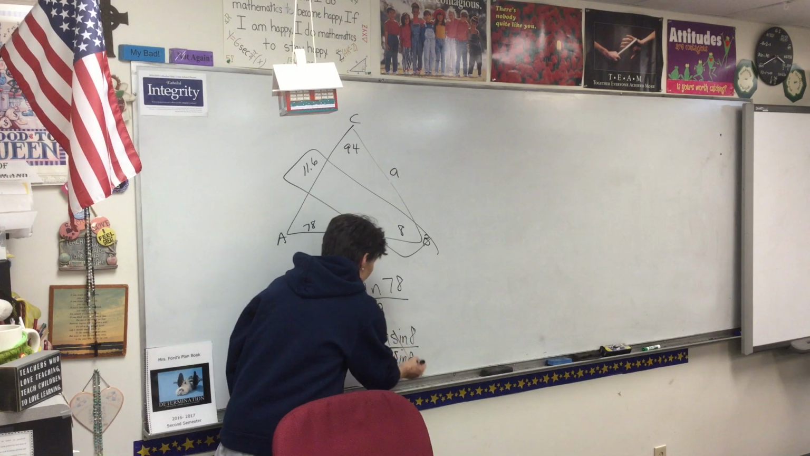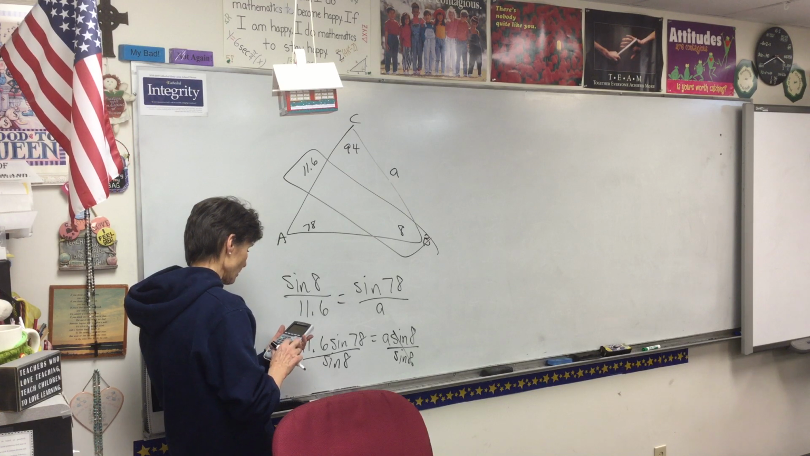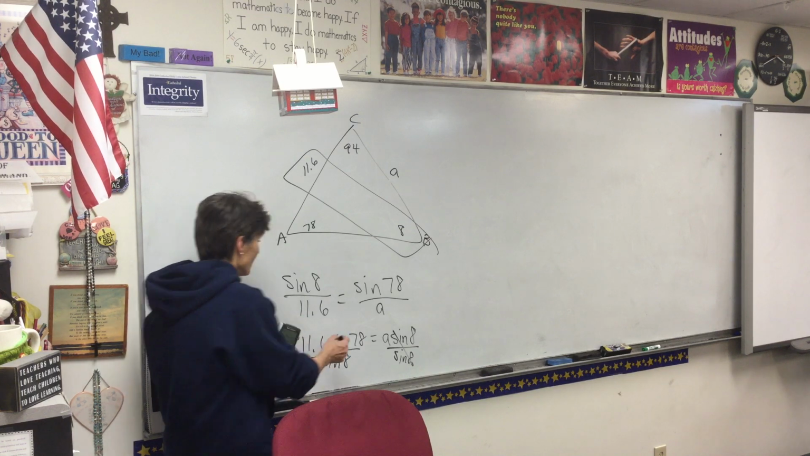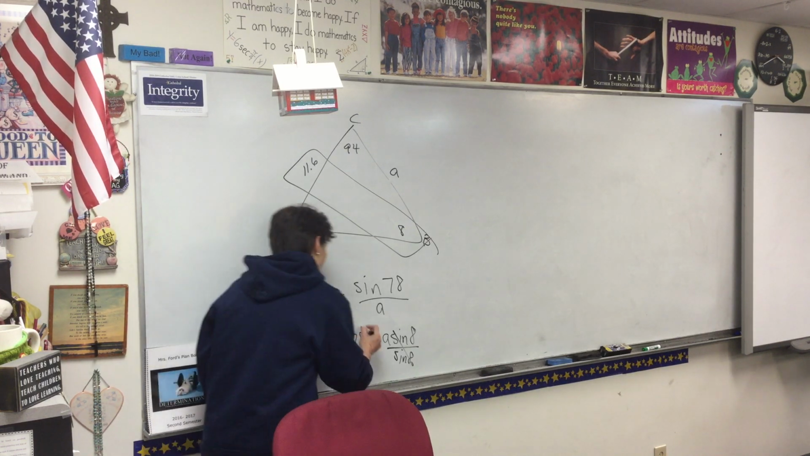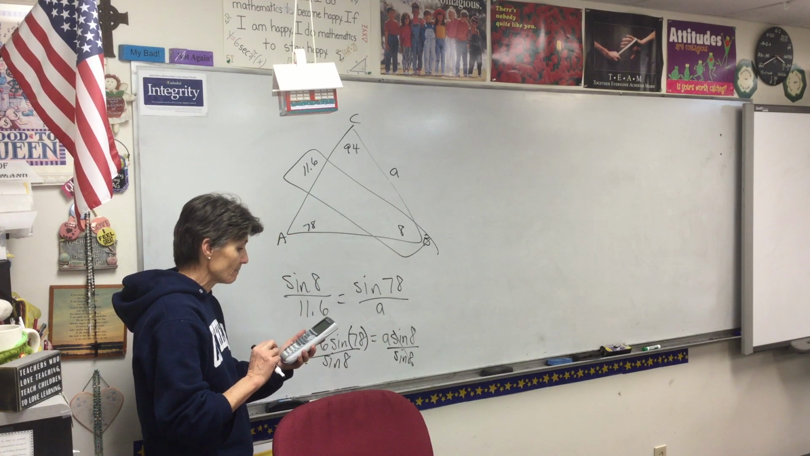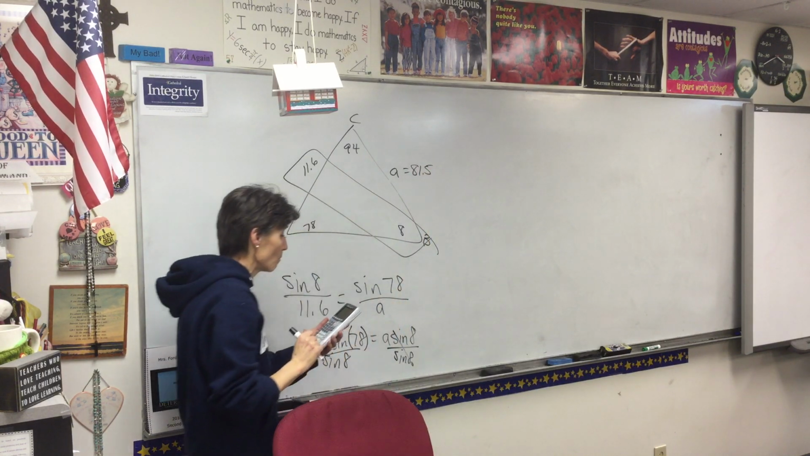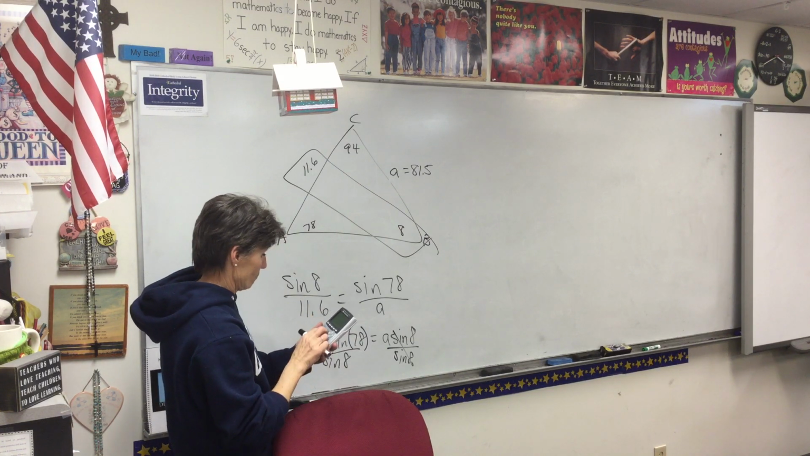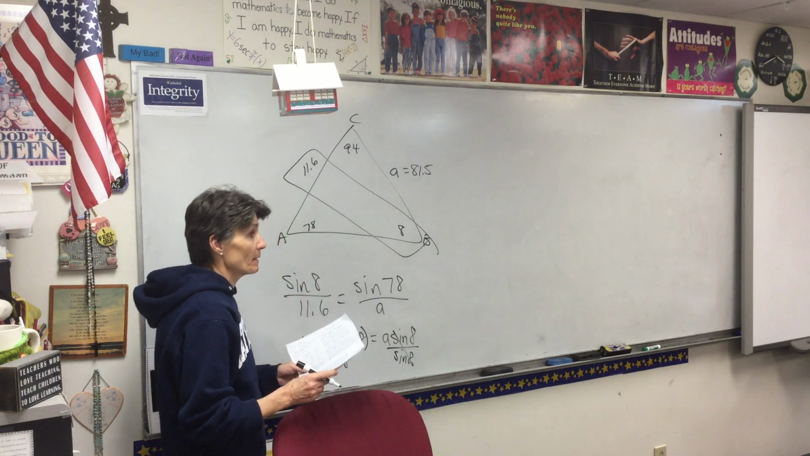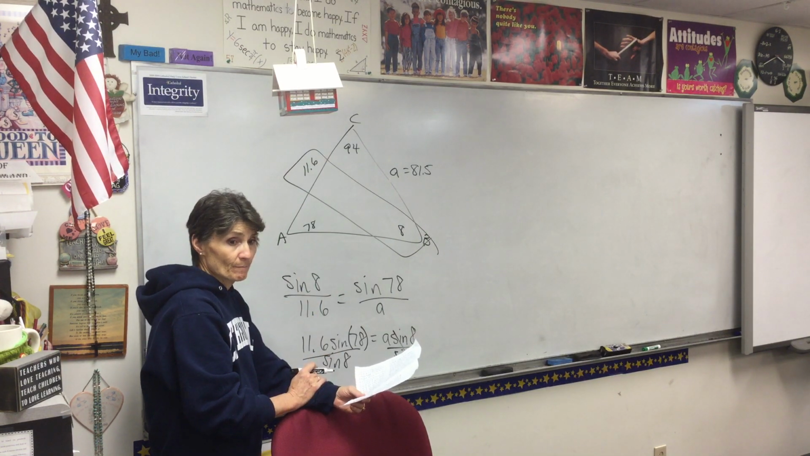I caution you when you type this in, when you do 11.6 sine 78, a parenthesis is going to appear. You have to close it before you move on, so close the parentheses and then divide by sine 8. I got 81.5. Is that what you got? Make sure you're in degrees. If you're borrowing a calculator from somebody, make sure it's in degrees before you get started, because those are degree measures.